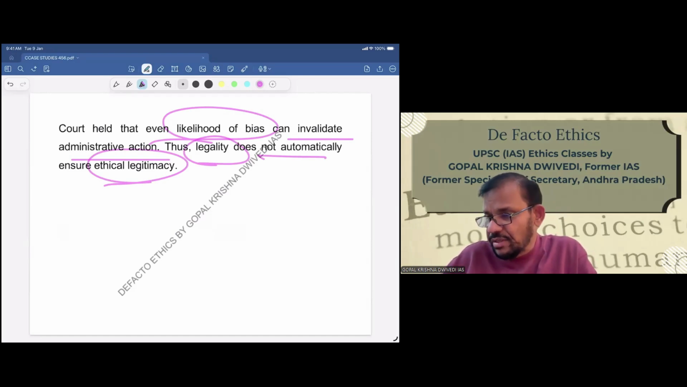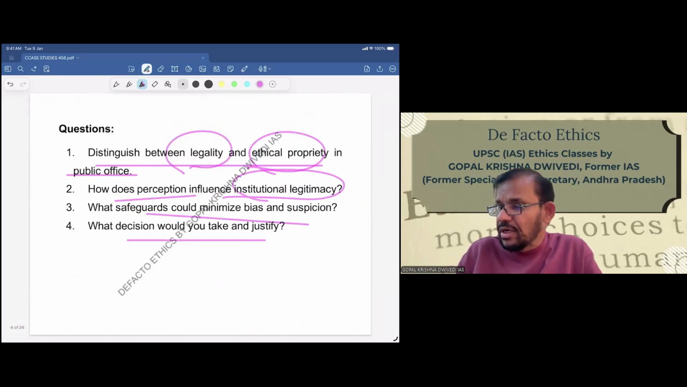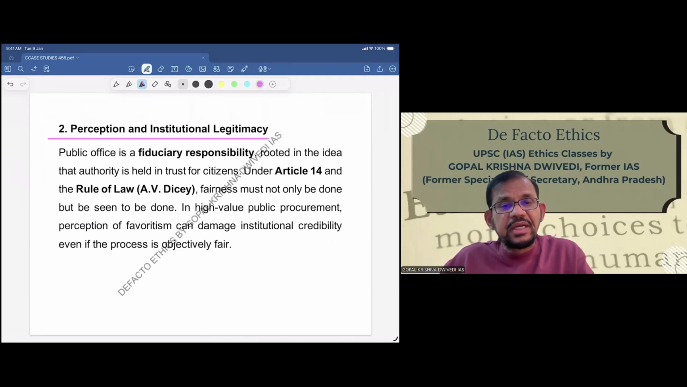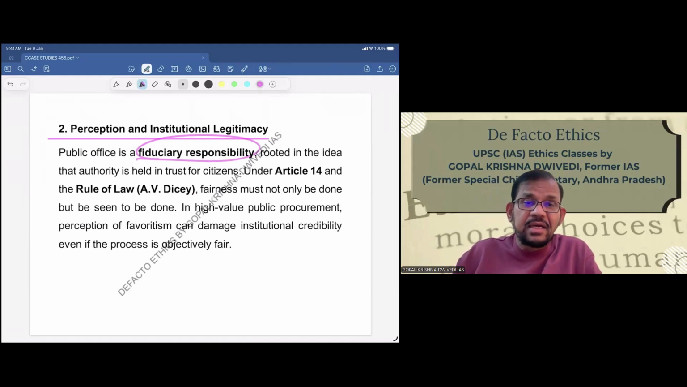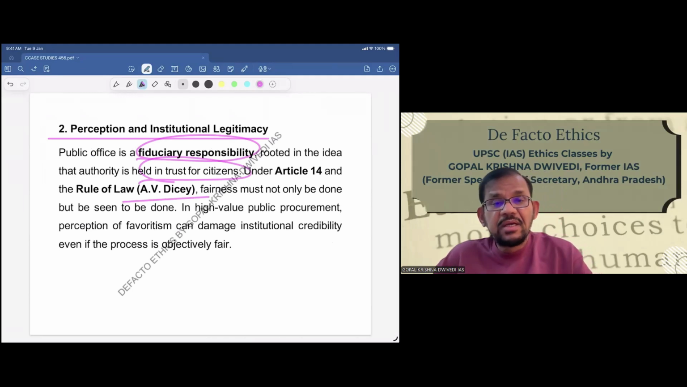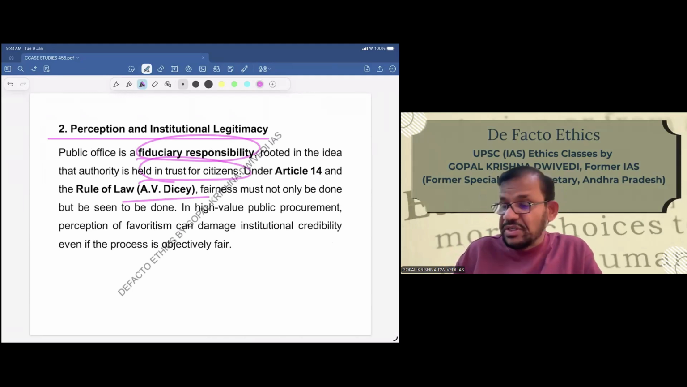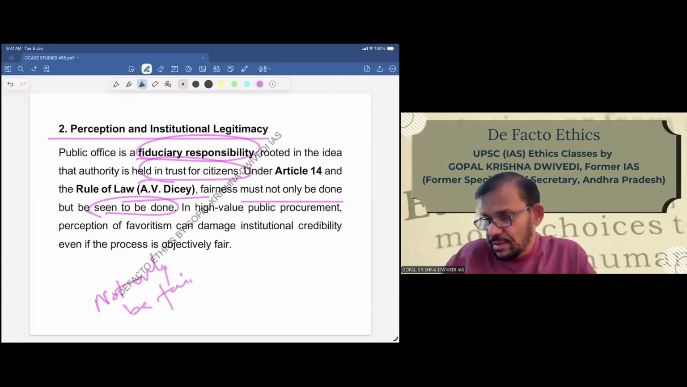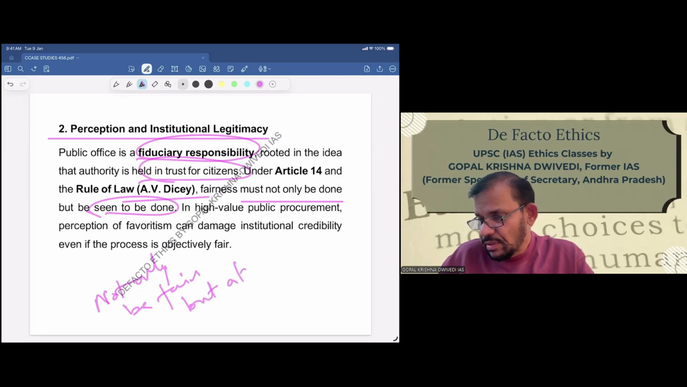Now we'll go to the second question. If you remember, the second question is: how does perception influence institutional legitimacy? Public office is a fiduciary responsibility. This is an office of trust, rooted in the idea that authority is held in trust for citizens. Under Article 14 and the rule of law, whose main proponent was A.V. Dicey, fairness must not only be done, but be seen to be done. So one should not only be fair, but also appear to be fair.